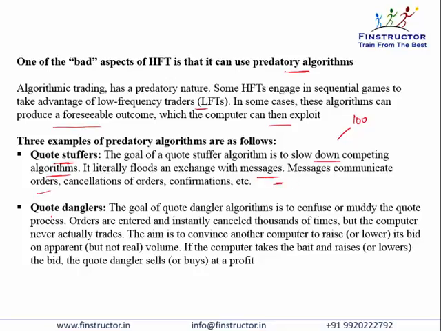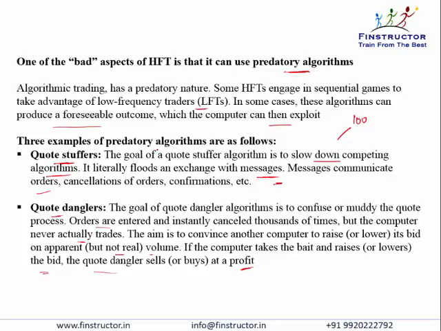Similarly, there can be code danglers. The idea of this algorithm is to confuse the other algorithms or to muddy the quote process. So orders are entered and instantly cancelled thousands of times, and the computer actually never trades. So the aim again is to convince another computer to raise its bid on apparent but not real volume. So if the computer takes the bait and raises the bid, the code dangler will then sell or buy at a profit. So this kind of algorithm tries to predict how other algorithms are programmed and then take advantage of that fact.